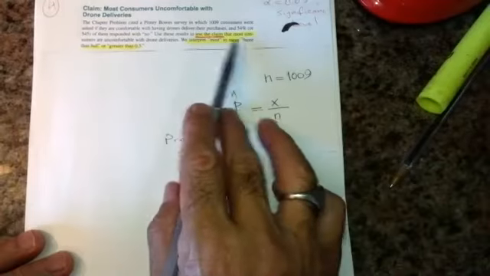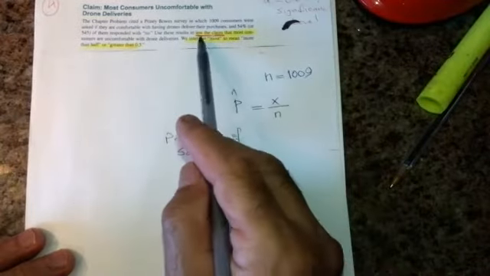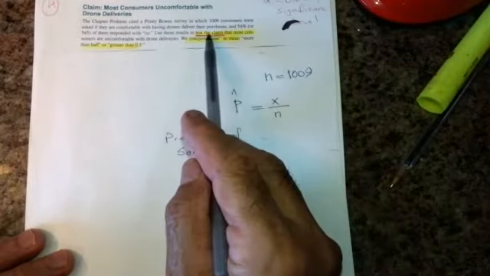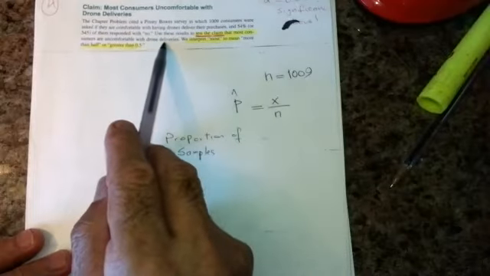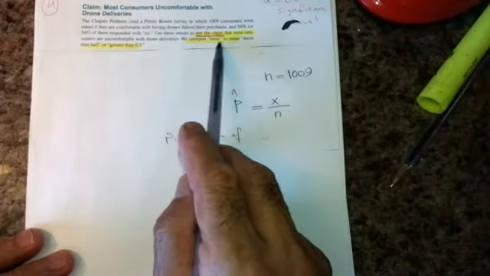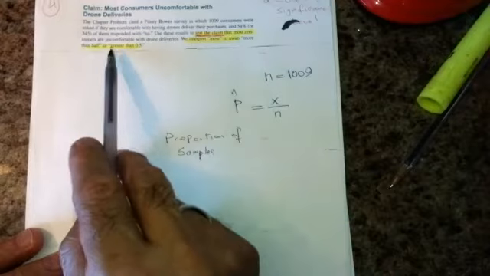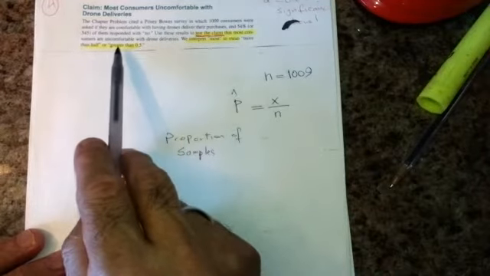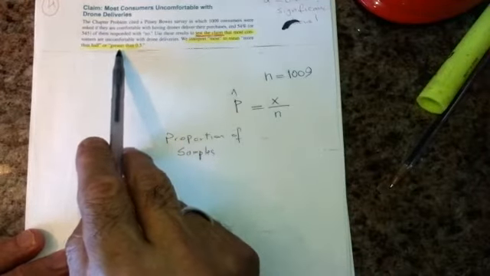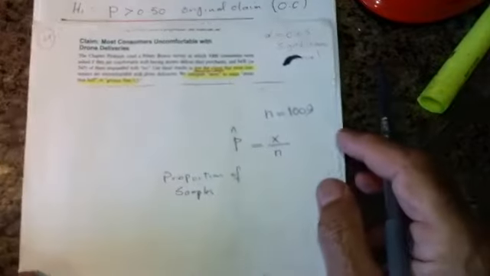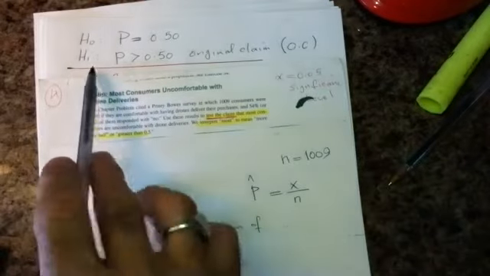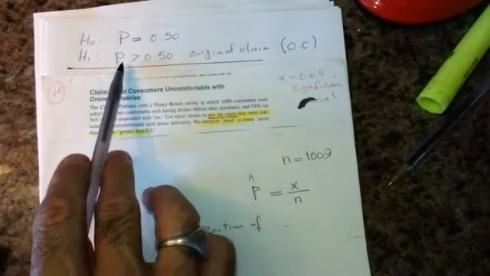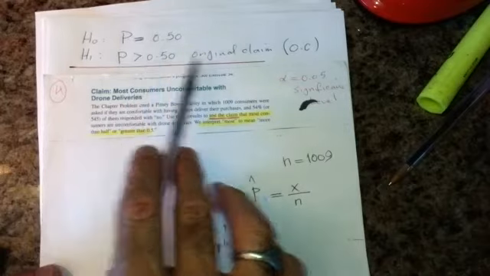Test a claim: always look at the statement that says test a claim, because that would determine your H1. Test a claim that most consumers are uncomfortable with drone delivery. We interpret most to mean greater than 0.5, so the claim is more than 50%. So right here, H1 is they claim that the proportion is greater than 50%.